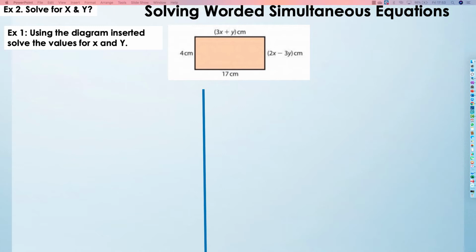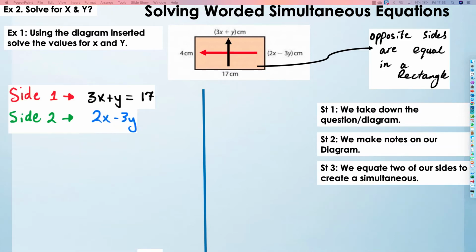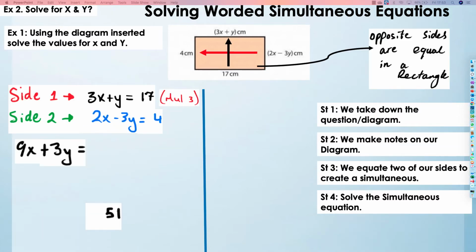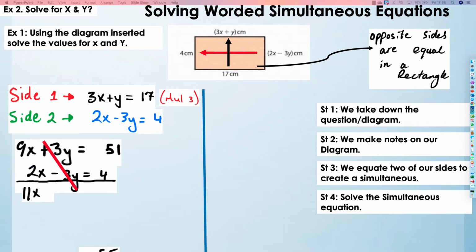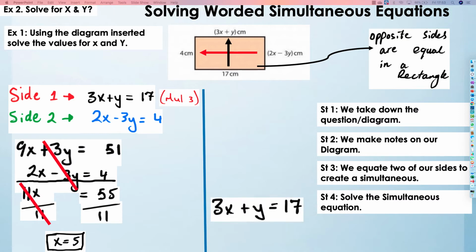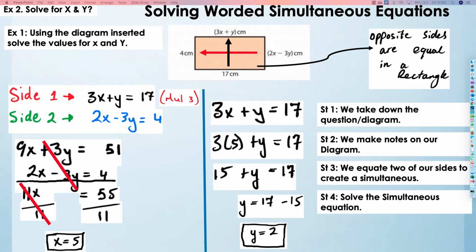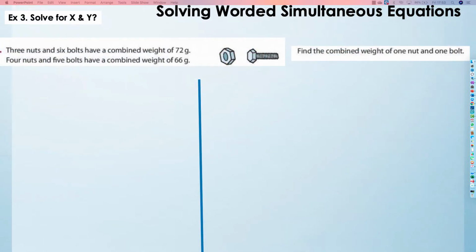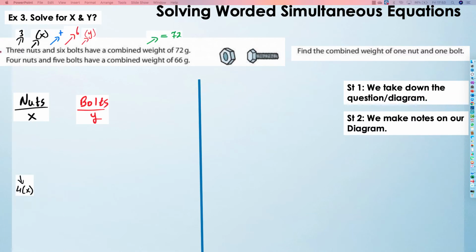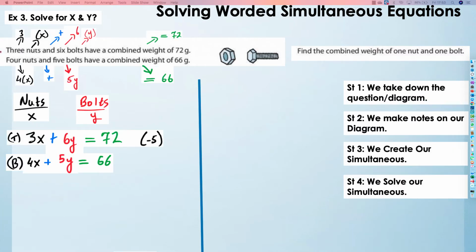Yeah, we have 5 and 2 boys. Good stuff. Exactly. We said 3x plus y is 17, 2x minus 3y is 4. Multiply by 3: 9x plus 3y is 51, 2x minus 3y is 4. Cancel them, 11x is 55, x is equal to 5. Sub it back in, y equals 2. Perfect. Too easy. I'll give you a few of those harder ones to practice tonight.